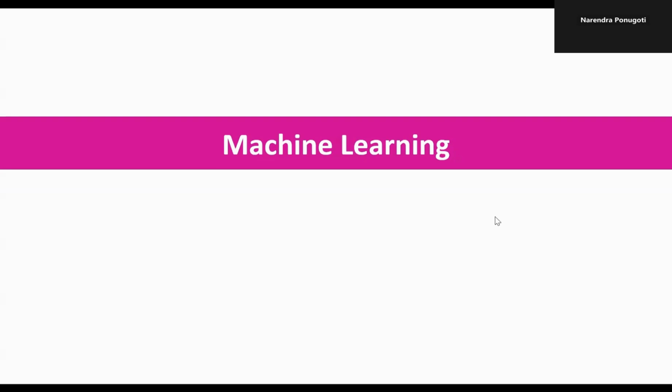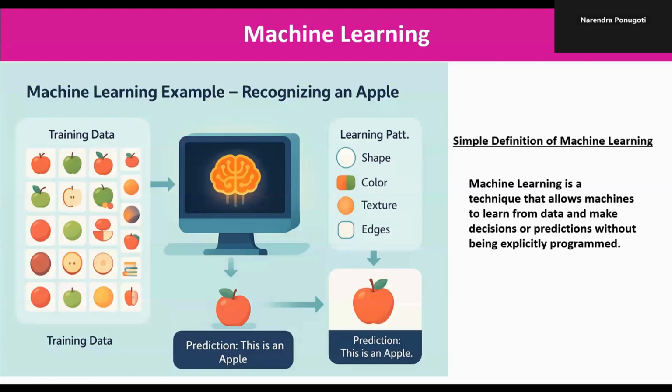So what is machine learning? The simple definition is that machine learning is a technique which allows a machine to learn from data and make decisions or predictions without being explicitly programmed. In simple words, machine learning means machines learning from experience. We are going to discuss this more with an example.